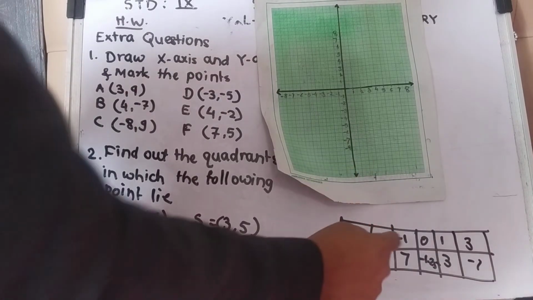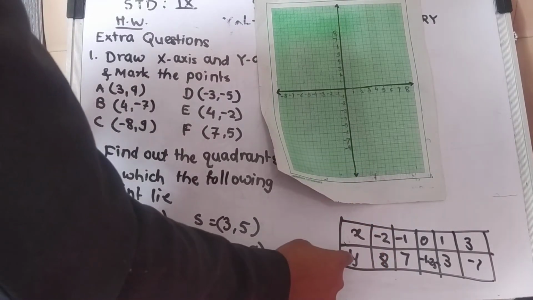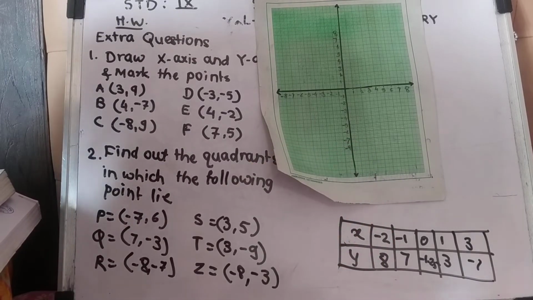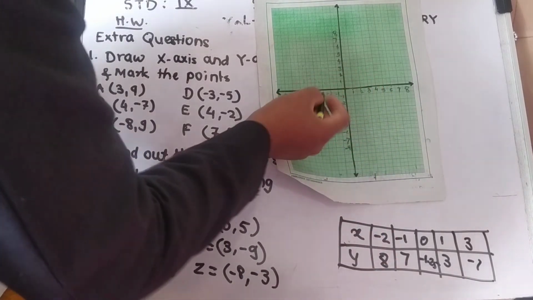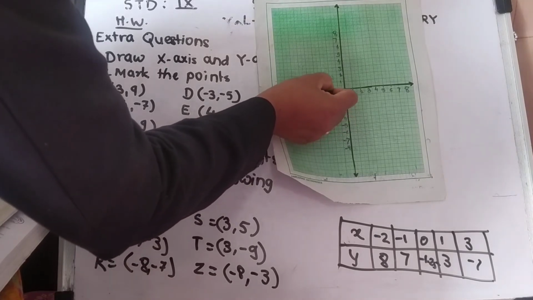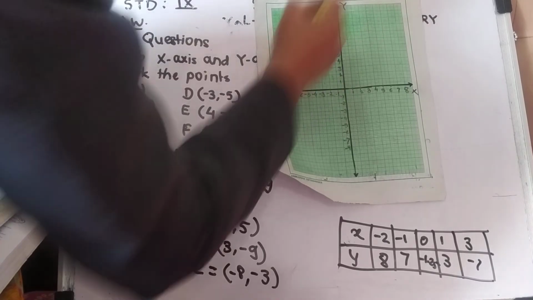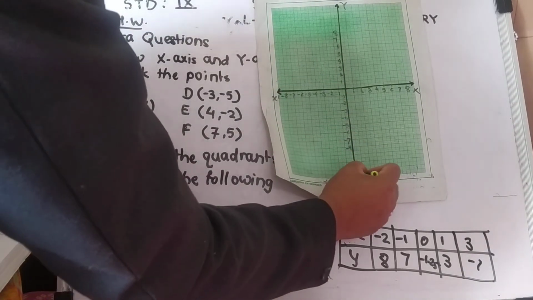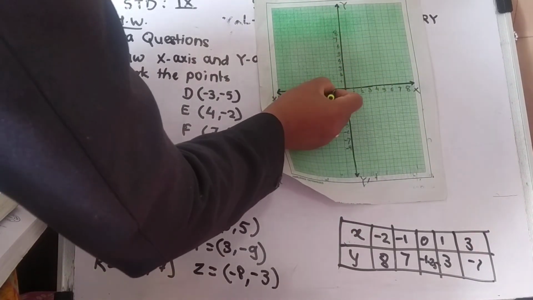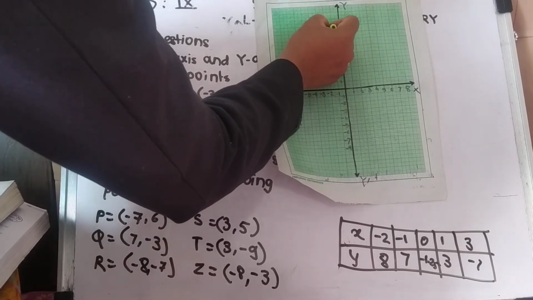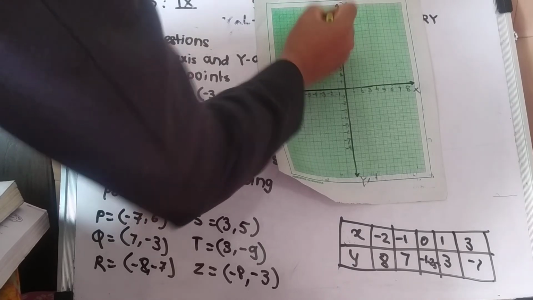X and Y points are given. See, X and Y. So minus 2 and 8, this pair we are going to take and show. So minus 2, 8. Minus 2 is from the x-axis and the y-axis is 8. Here this is the x-axis, y-axis, x dash and y dash. So minus 2, 8. Here we will have the point. Label this point as A.